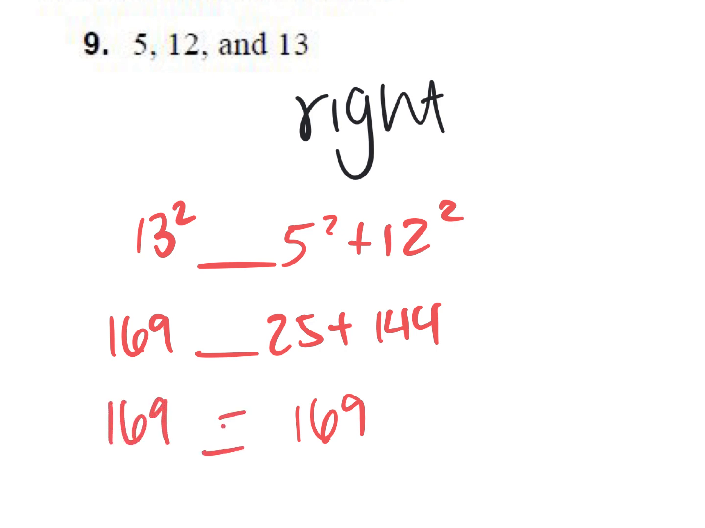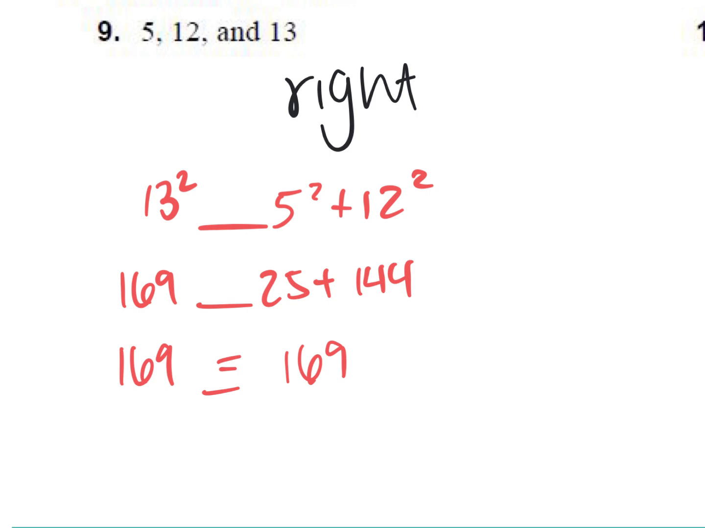And then they're equal. What does that mean? They're a right triangle. Very good. If it satisfies the Pythagorean theorem, a squared plus b squared equals c squared, then it is a right triangle. Kristen, that was amazing. You did a very good job.